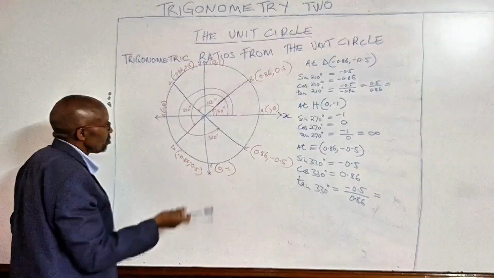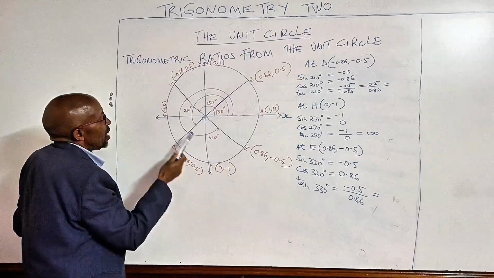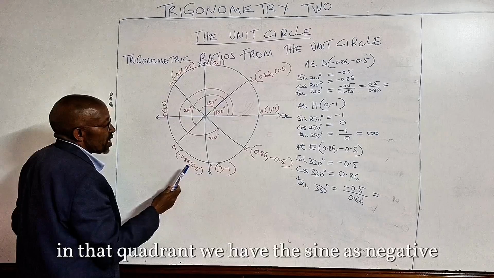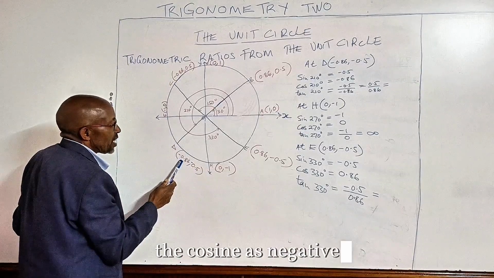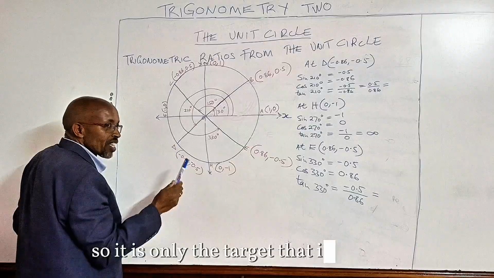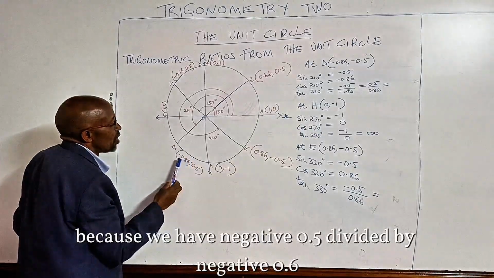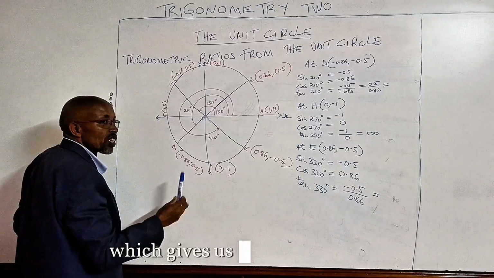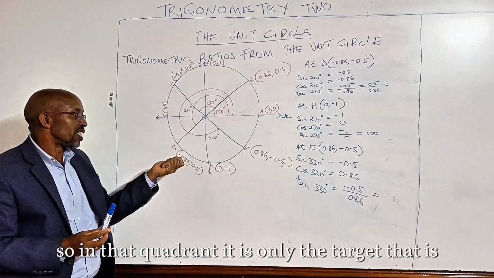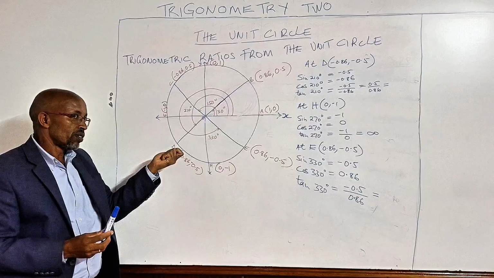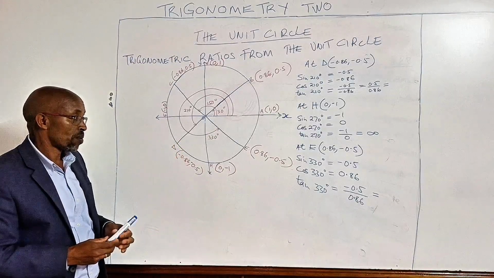When you go to the third quadrant, we have the sine as negative, the cosine as negative, so it is only the tangent that is positive, because we have negative 0.5 divided by negative 0.86, which gives us a positive answer. So in the third quadrant, it is only the tangent that is positive. The sine and the cosine are negative.